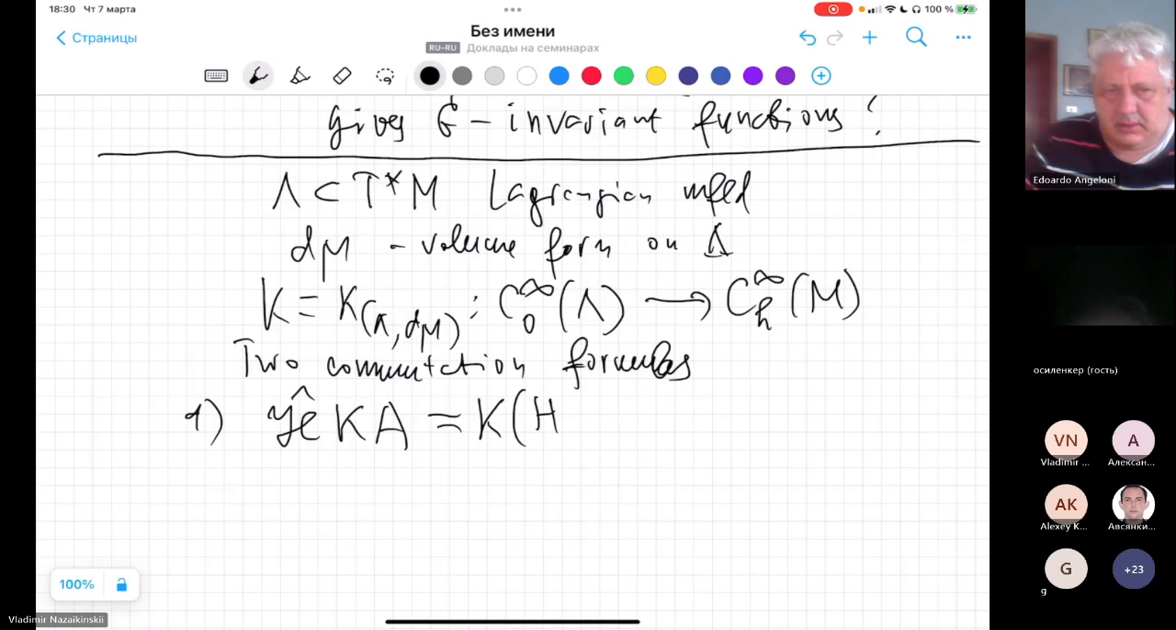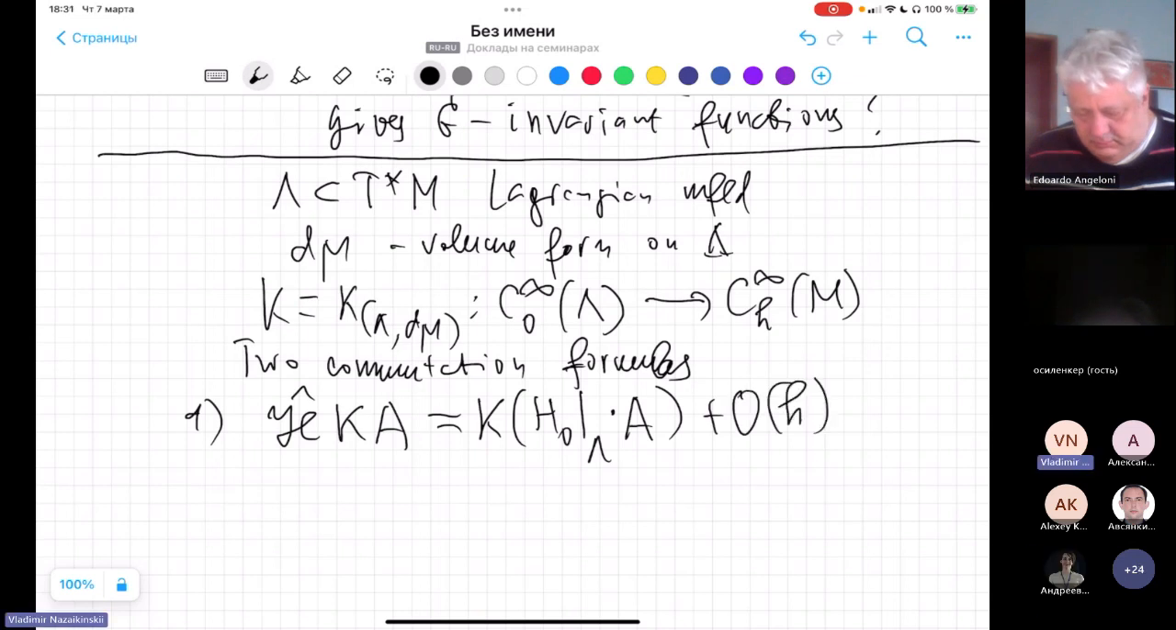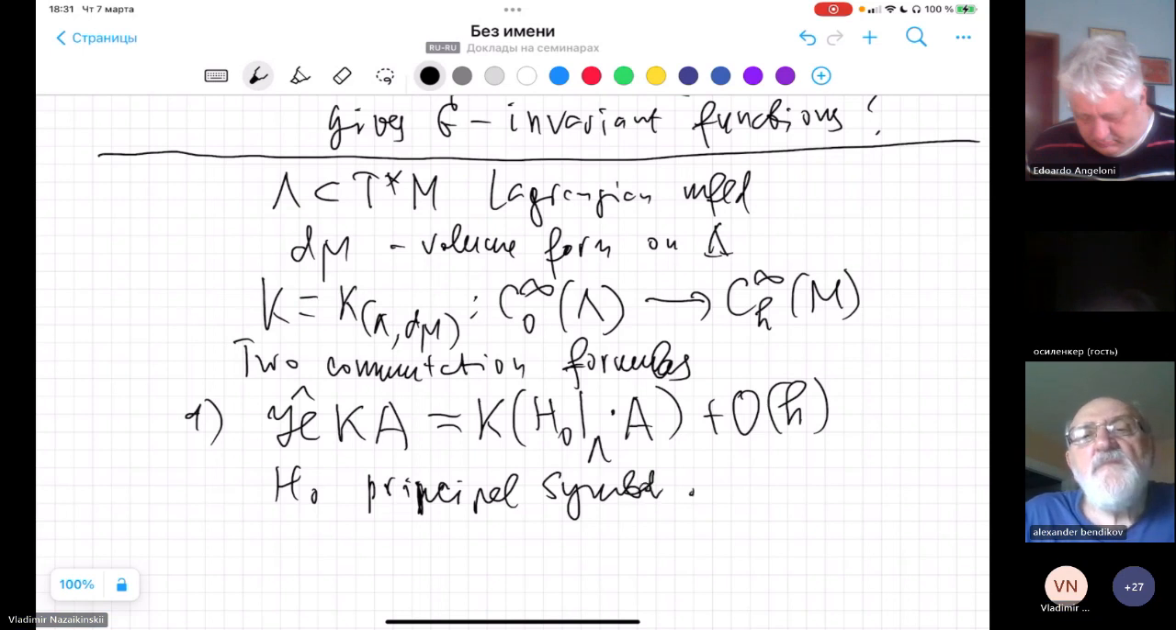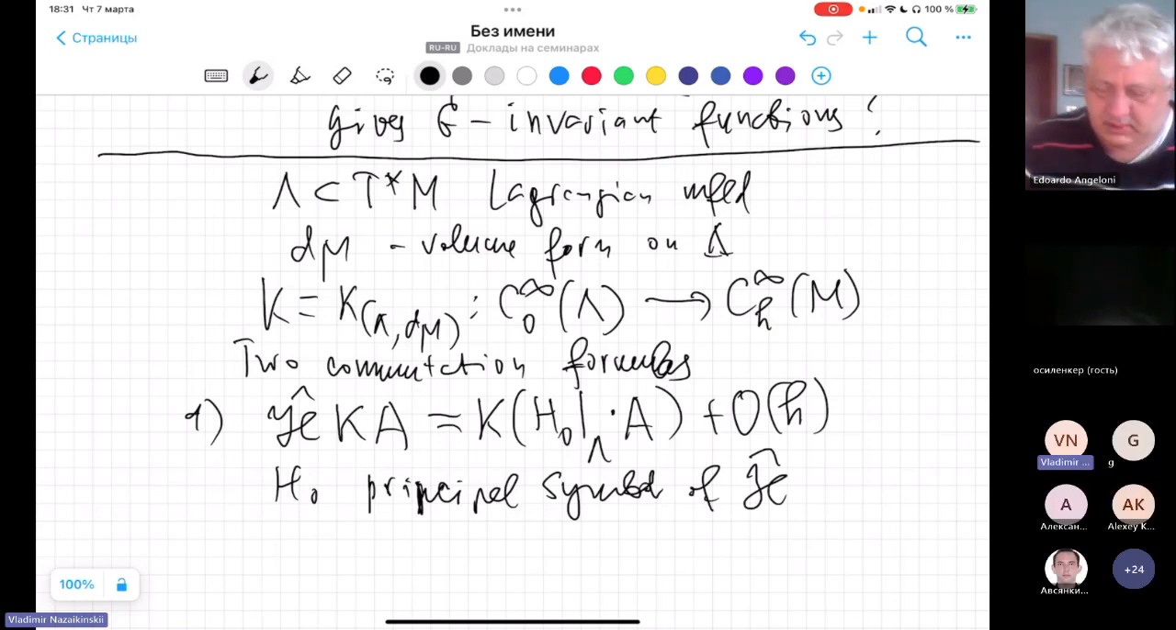Here, H0 is the principal symbol of the operator H. It is just restricted to the manifold lambda and multiplied by the function A. So in the very first approximation, the action is described just by multiplication by the restriction of the principal symbol to the Lagrangian manifold.